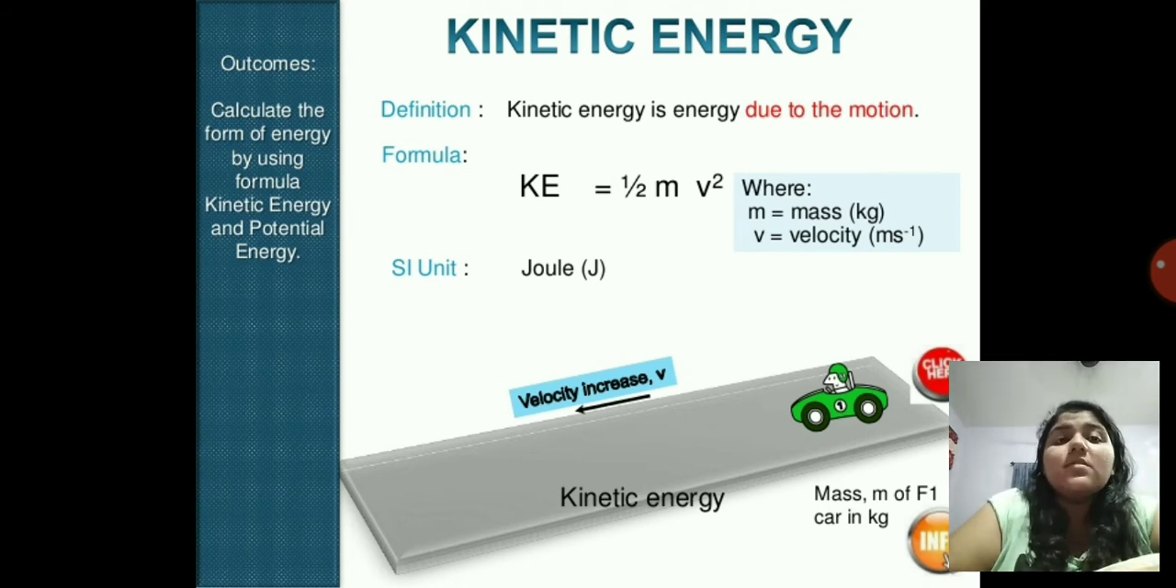The kinetic energy is the energy due to motion. The formula you can see here is KE is equal to half mv square, where m is equal to mass and v is equal to velocity, and the SI unit is joule. See the picture over there, a car is running on a road. When the car moves, the velocity is increasing in the direction of the force, and the mass is given, that is the mass m. So that is the kinetic energy. Why? Because the car is in motion.